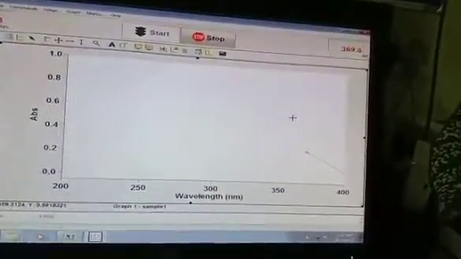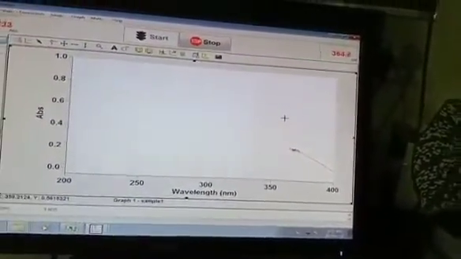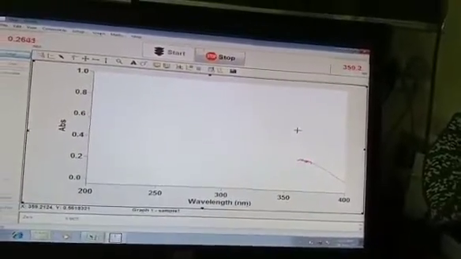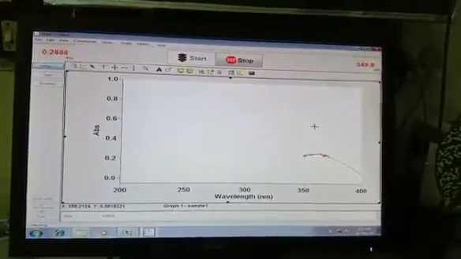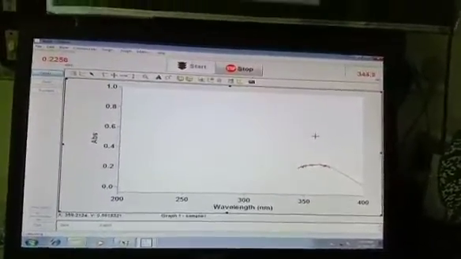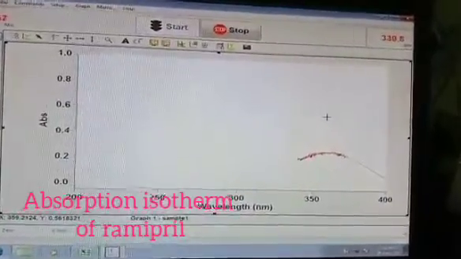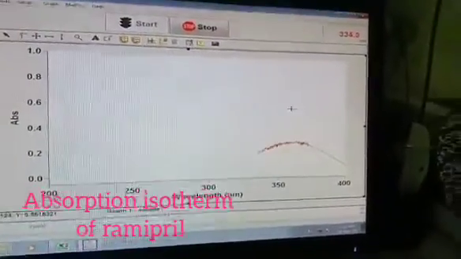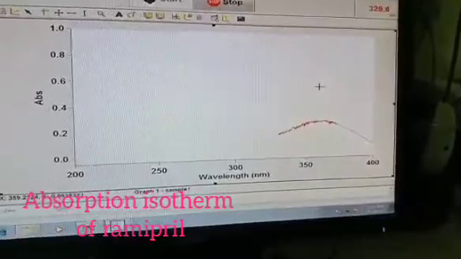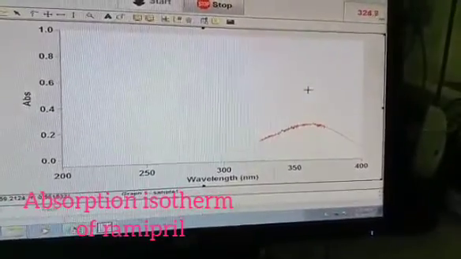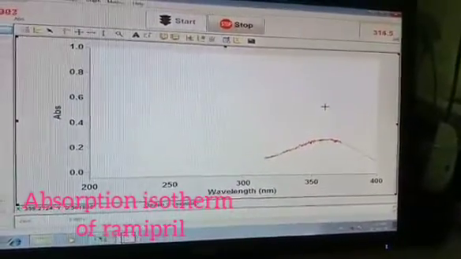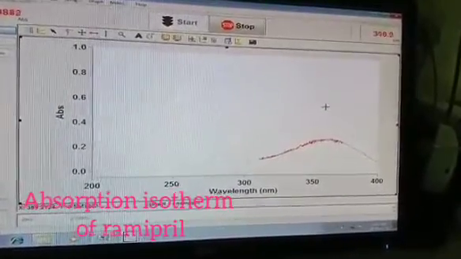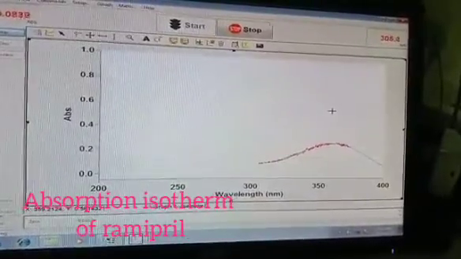So dear students, you can see the graph or absorption isotherm. You can also observe wavelength on the x-axis and absorbance on the y-axis. This is the absorption isotherm that we are getting for Ramipril. This is the zero order curve.